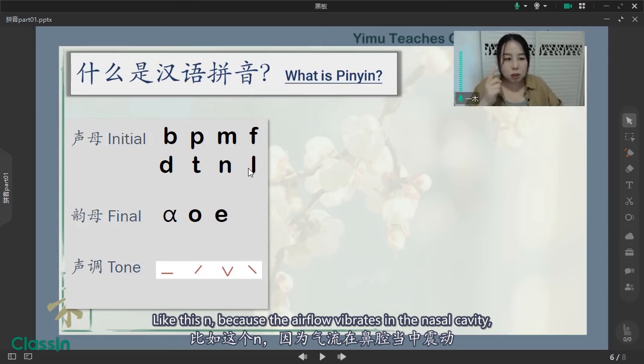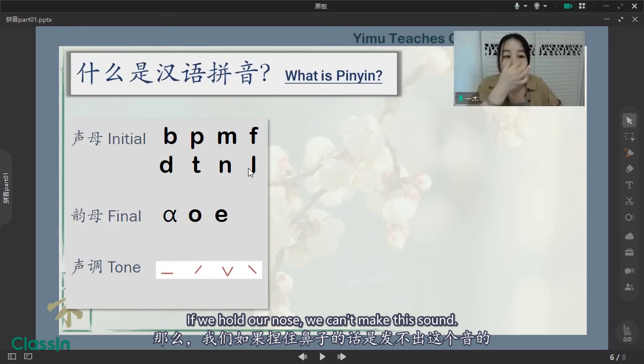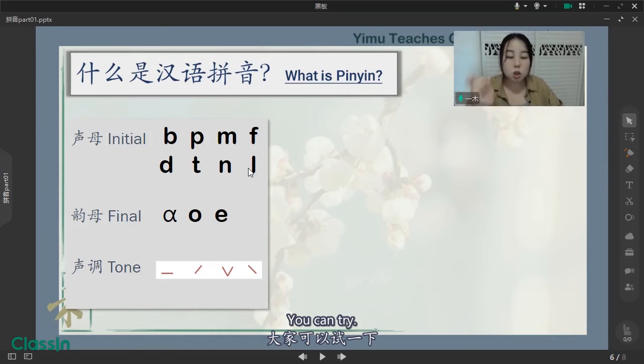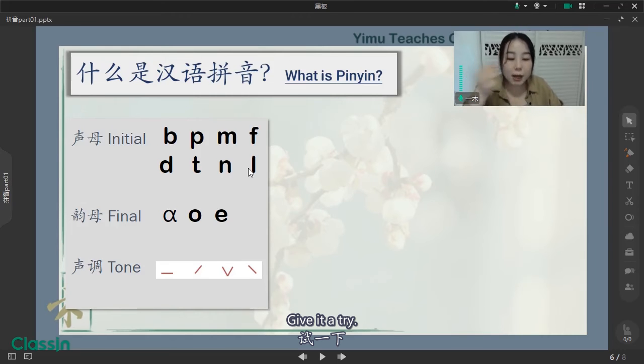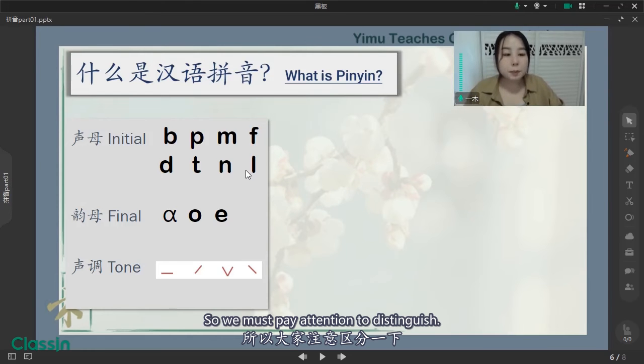Let's listen to n. Because the airflow resonates in the nasal cavity, if we hold our nose, we can't make this sound. You can try. But for l, when you hold your nose, the sound can be altered completely. Give it a try. L. So we must pay attention to distinguish them.